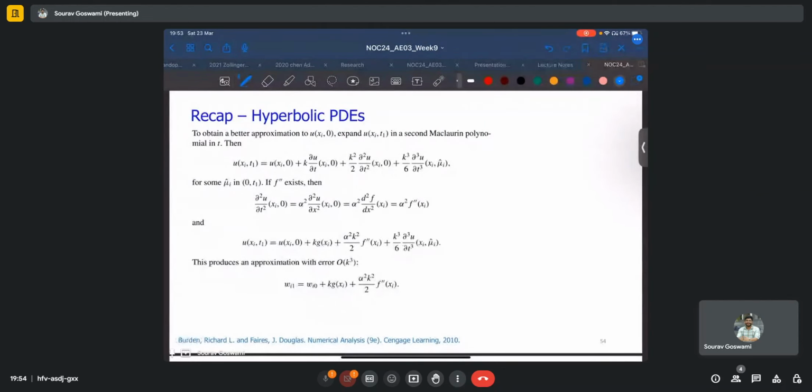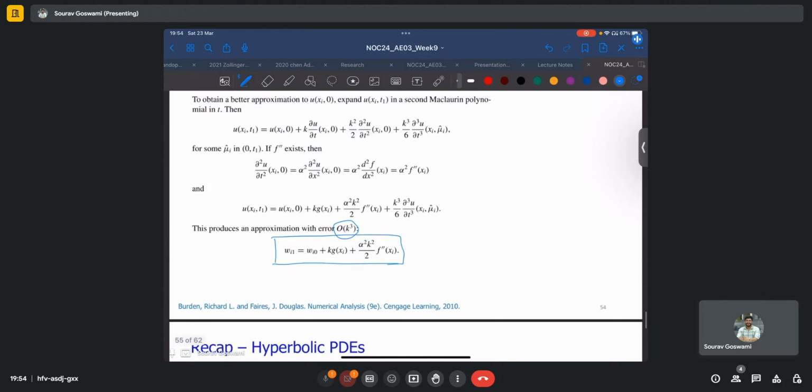To overcome this problem, we can have an alternate approach where we expand u at xi, t1, rather than in a forward difference fashion, using a second Maclaurin polynomial in t. Based on certain assumptions, this will produce an approximation with an error of order k cube. That is an order smaller than even our original formulation. This will be, for the first time step, wi,1 equal to wi,0 plus k g of xi plus alpha square k square by 2 f double prime at xi.